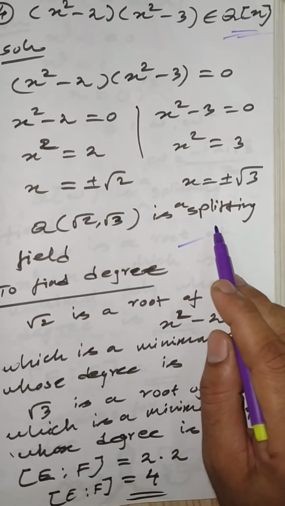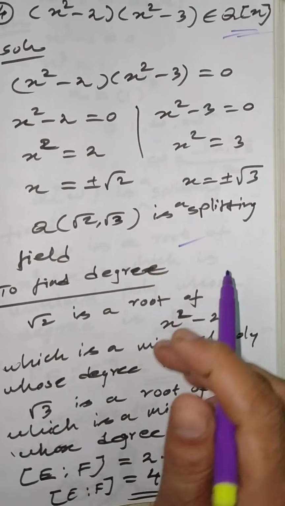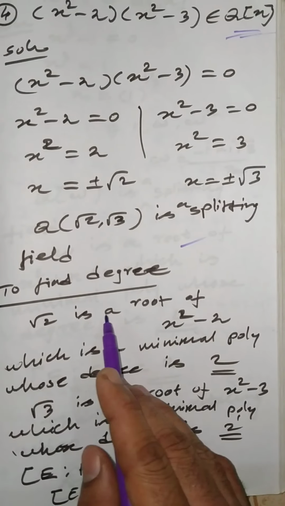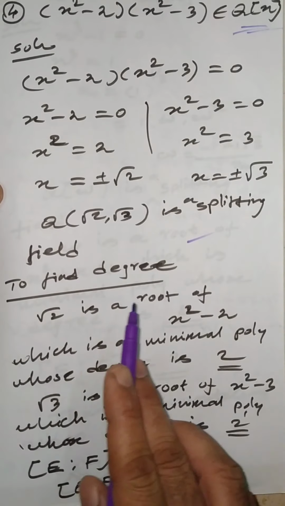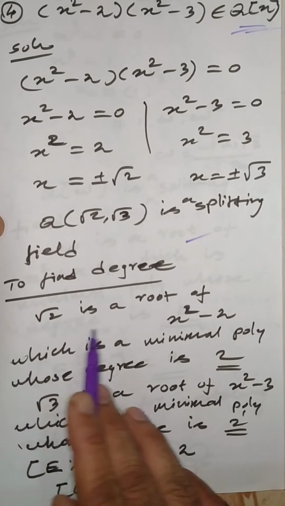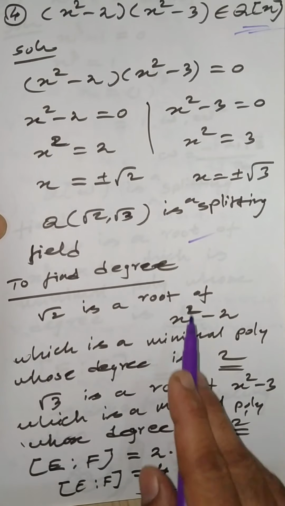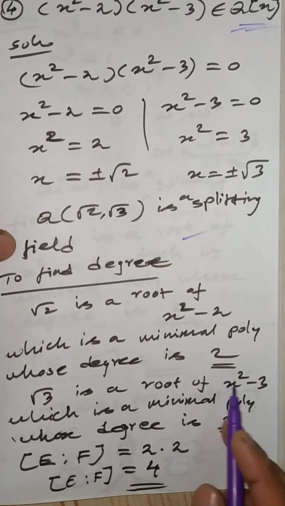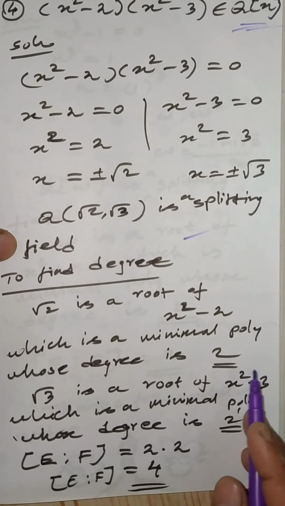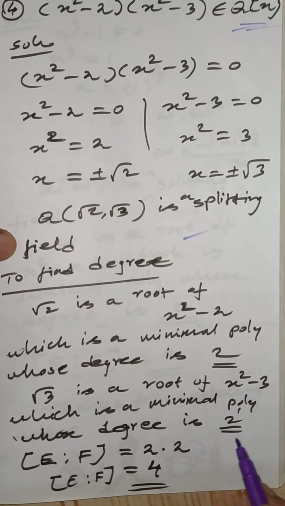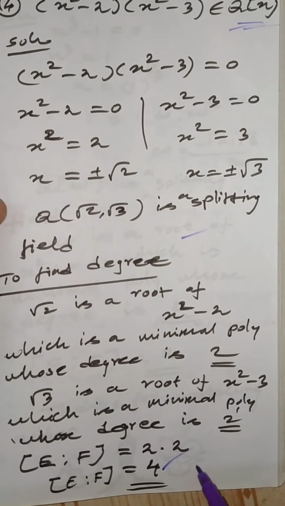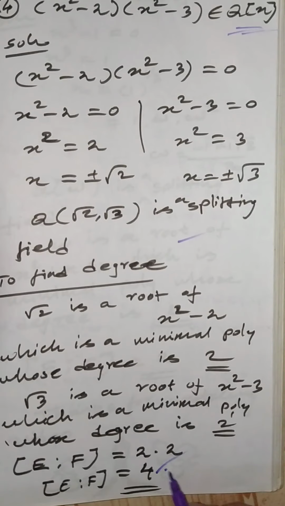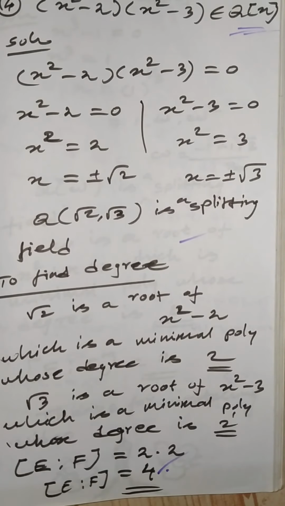Right. This polynomial splits here, so it is a splitting field. So how to find the degree? We know very well. What are the roots? The roots are root 2 and root 3. Root 2 is a root of, what is the minimal polynomial? To satisfy this, x square minus 2, am I right? What is the degree of this? 2. Similarly, root 3. What is the minimal polynomial to satisfy this one? x square minus 3. What about the degree of this one? 2. So 2 into 2, we are getting 4. This is the degree. Am I right? This is the splitting field of the given polynomial. This is the degree of the extension.